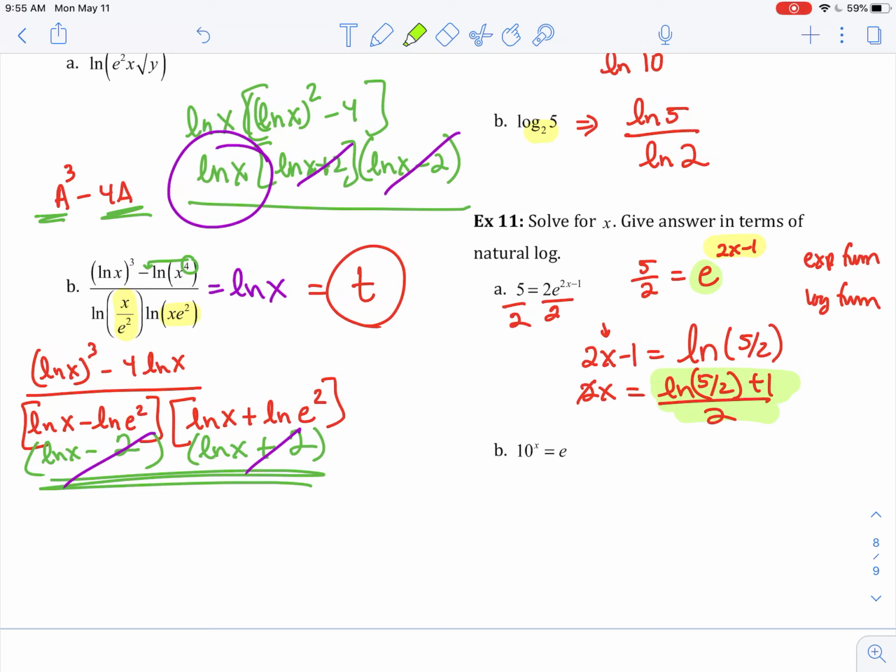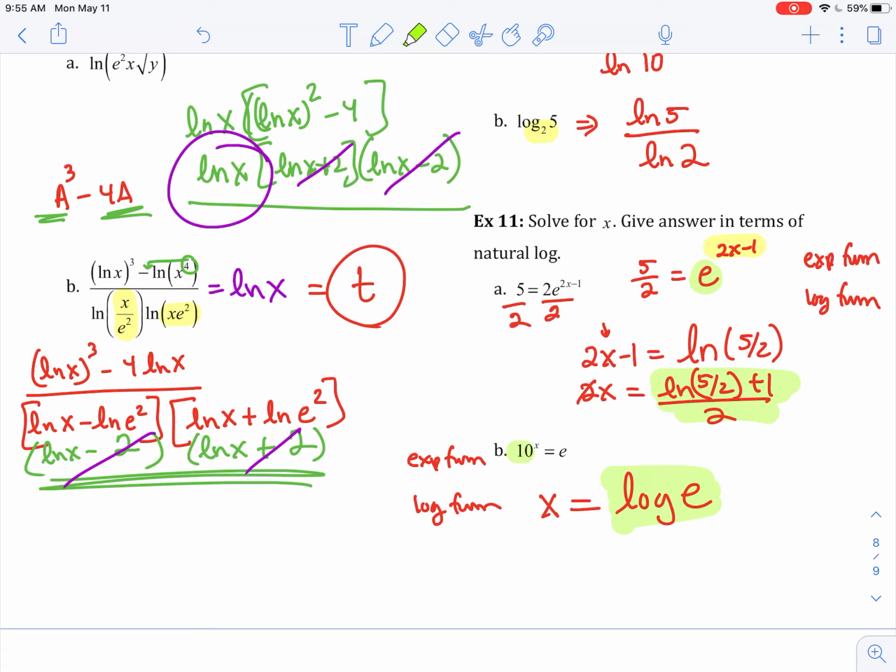Last one here, 10 to the x equaling e. We are looking at an exponential form. We can switch it to a log form. Logs are equal to exponents. Our exponent is the x. We are working with a base 10 here. So we are looking at log base 10, which is implied, of e. And so that would be our final answer for x here.